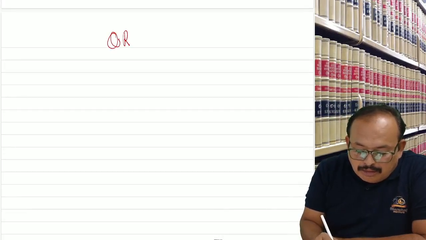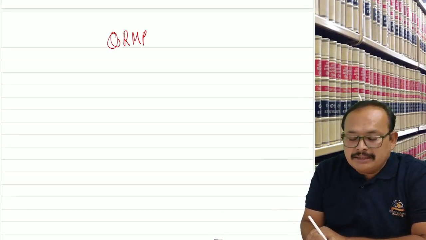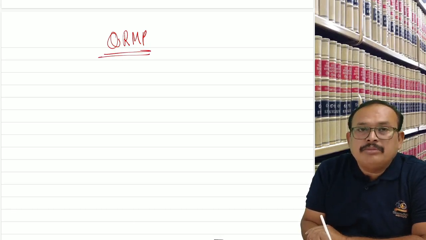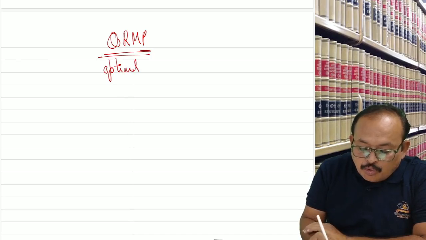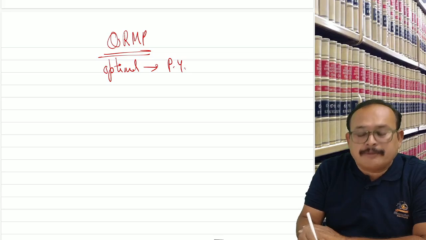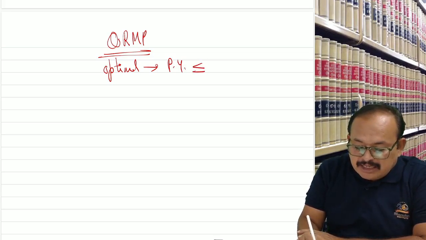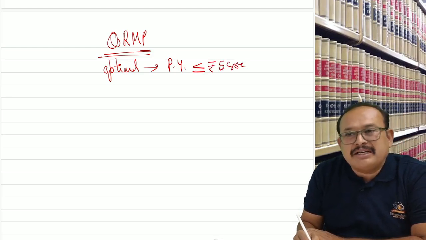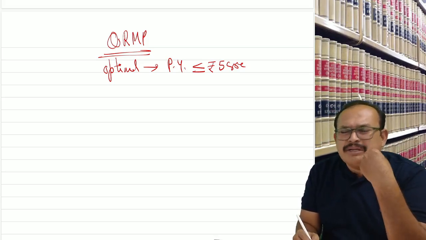Q or MP: Q stands for quarterly return, M for monthly, P for payment. This is an optional scheme only for those taxpayers whose previous year aggregate turnover is less than or equal to rupees 5 crore, namely 500 lakhs. If more than 500 lakhs, QRMP is not available for you.